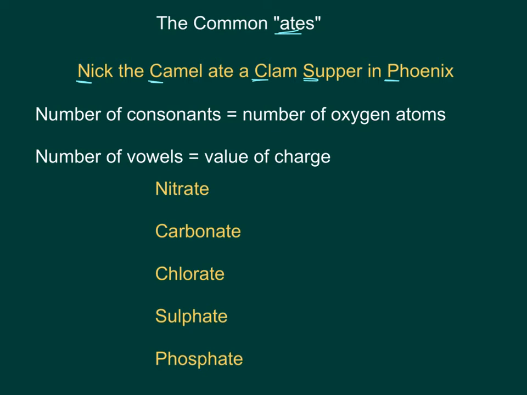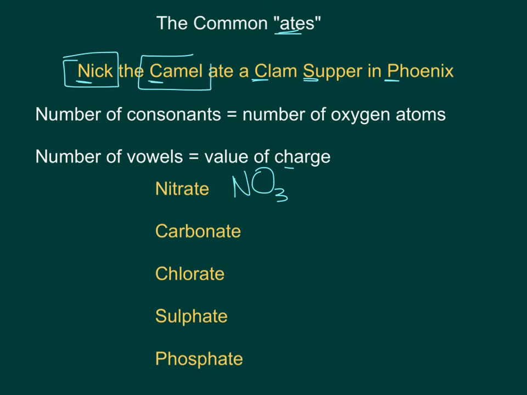So if we take the N, for example, N stands for Nick, but it also stands for nitrogen. That one goes with nitrate, and it will be N. And since it has 3 consonants, N, C, and K, it'll be NO3. And it has 1 vowel, I, so it must have a charge of -1. So NO3 negative is our nitrate.